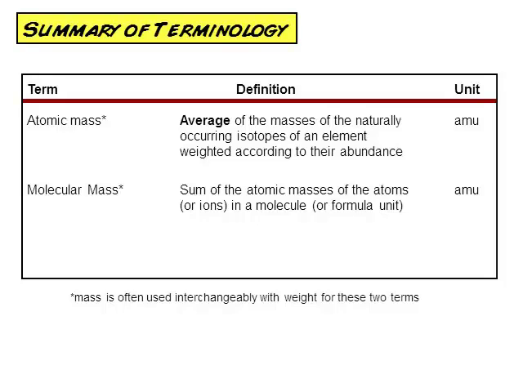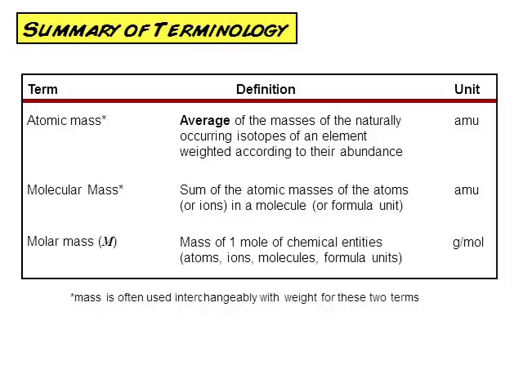For both atomic mass and molecular mass, we often use the term atomic weight or molecular weight synonymously with these two terms. Molar mass, on the other hand, is the mass of 1 mole of chemical entities. This could be atoms, ions, molecules, or formula units. The units for molar mass are grams per mole. It's important to note a difference between the units here. For atomic mass and molecular mass, these are extensive properties. It depends how much you have.